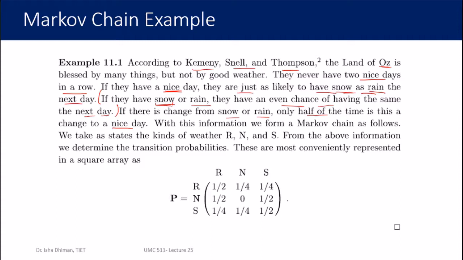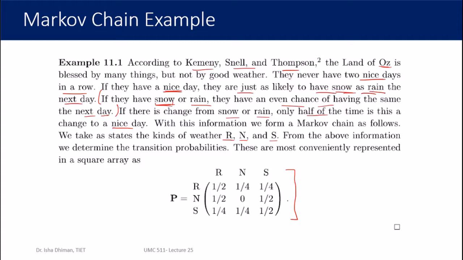With this information, we form a Markov chain as follows. So we have 3 states: rain, nice, snow. From the above information, we determine the transition probabilities and represent them in the form of a matrix. In most of the questions, we are given the transition matrix, but even if it is not given, the first thing we need to do in these questions is learn how to formulate the transition matrix.